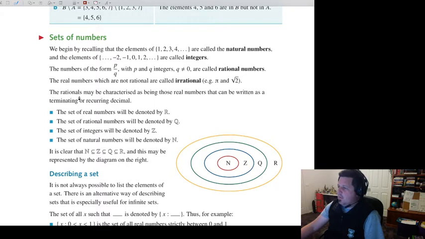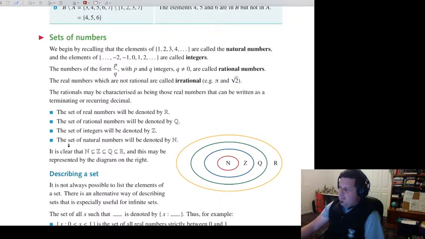Yep. So it says the rationals may be characterized as being those real numbers that can be written as terminating or recurring decimals. So you've got some dot points. It says the set of real numbers will be denoted by the letter R. Cool. Real numbers R. Check. The set of rational numbers will be denoted by the letter Q. Cool. Q for rational numbers. Check. The set of integers will be denoted by Z. Yep. So integers, negative, 0, 1, and 2. Whole numbers, Z. The set of natural numbers will be denoted by N. Cool. Check.